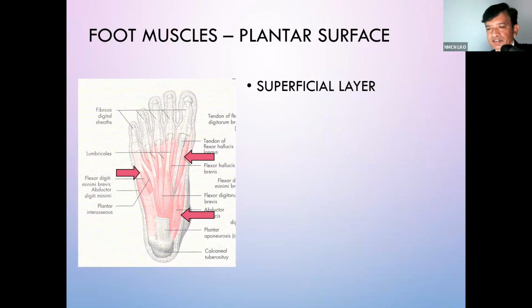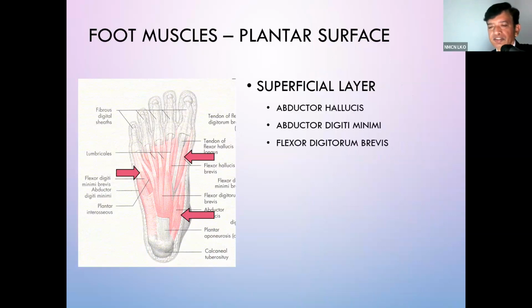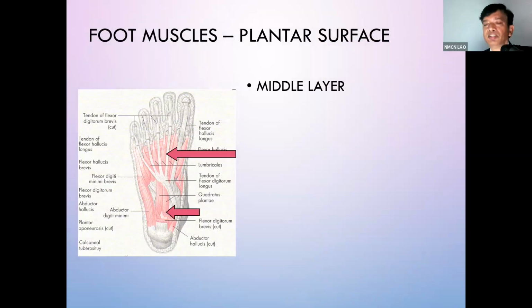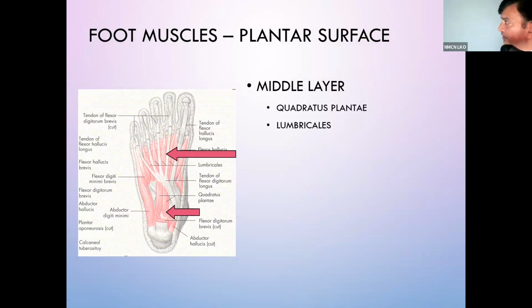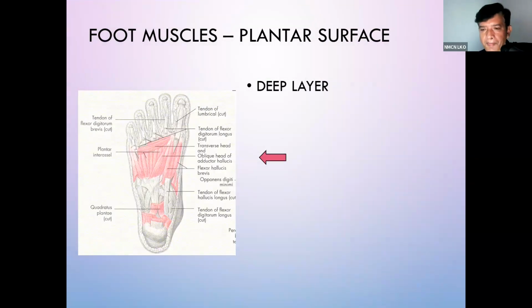Then the foot muscles. The superficial layer has 3 muscles: abductor hallucis, abductor digiti minimi, and flexor digitorum brevis. These muscles are in the first, superficial layer of the foot. Then the middle layer is formed by the quadratus plantae and lumbricals. The quadratus plantae supports from the calcaneum to the other midfoot bones, and the lumbricals support the metatarsals. Then the deep layer, which is also very important.